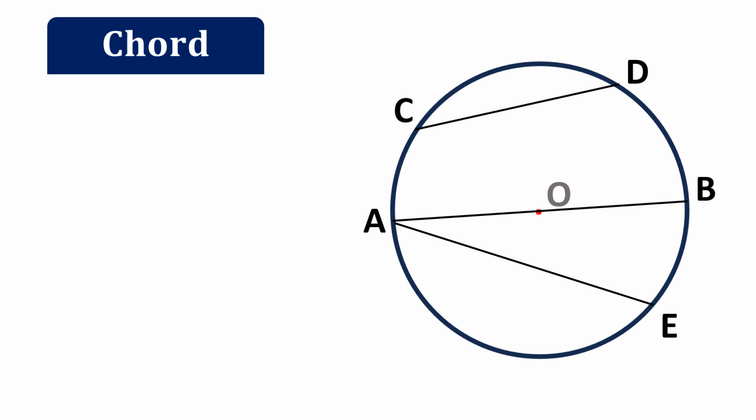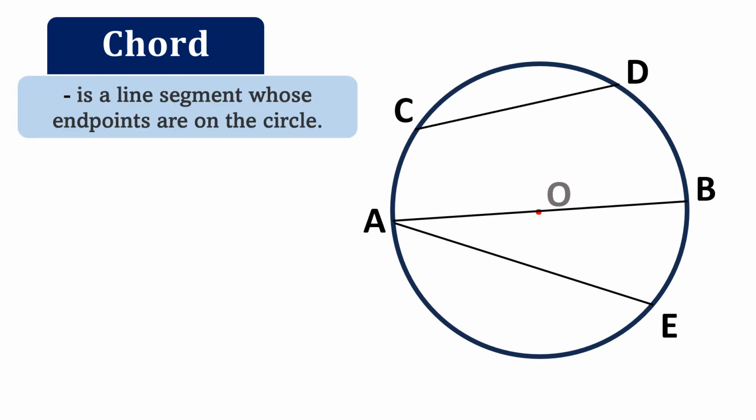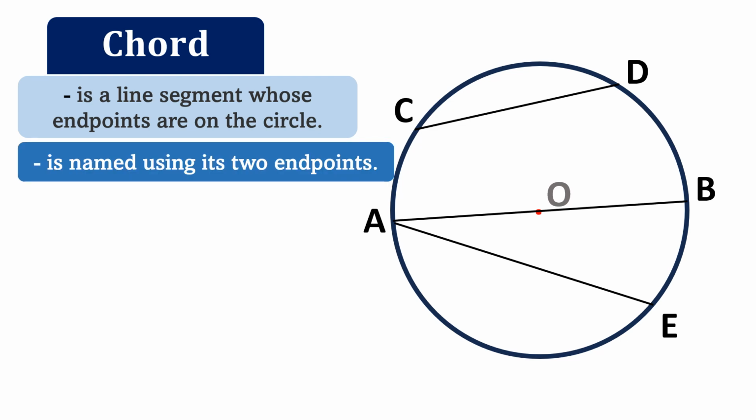Next term is a chord. It is a line segment whose endpoints are on the circle. It is named using its two endpoints. In the figure, the chord is segment CD or segment DC. The other one is segment AE or segment EA.